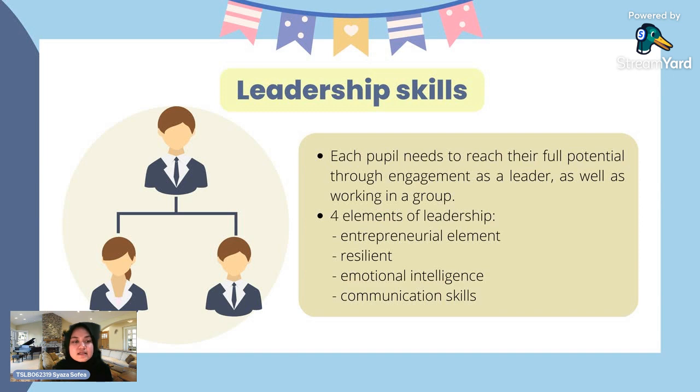The next skill is known as leadership skills. Each student needs to reach their full potential through engagement as a leader, as well as working in a group. There are four elements of leadership. The first one is the entrepreneurial element, then resilience, emotional intelligence, and communication skills.